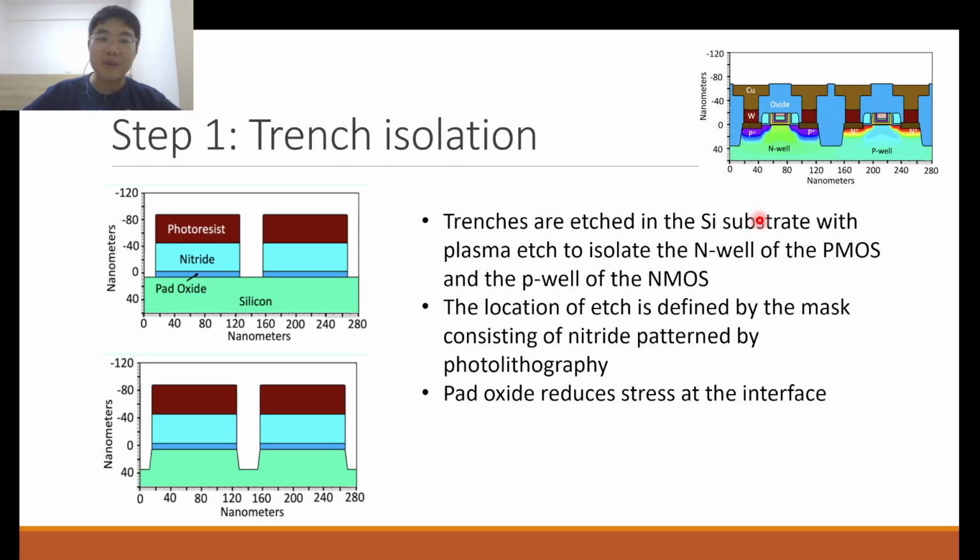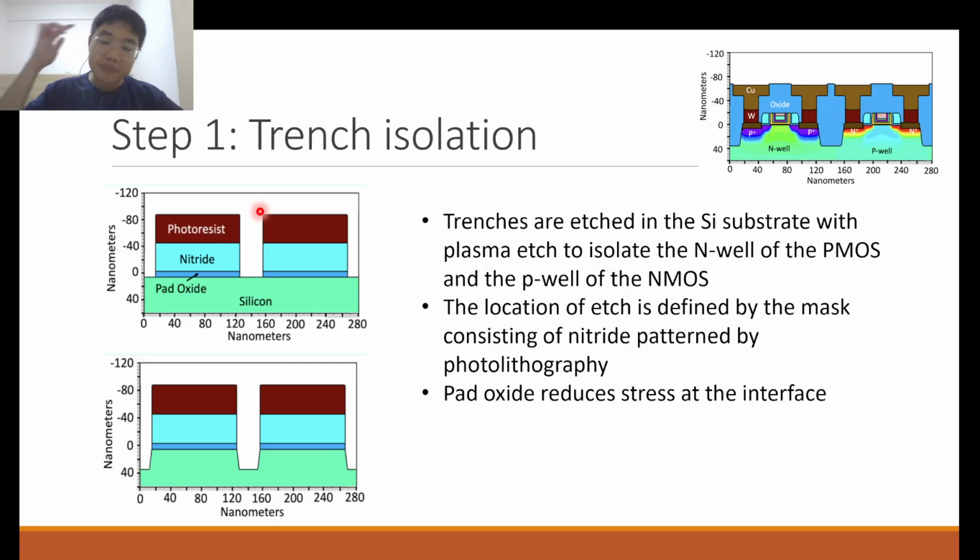Okay, so to do that, we first need to etch a trench in the bulk material. However, we need to define where we want to etch. Etch is just material removal, right? We want to define where we want to etch and where we want to preserve the material. So the location of the etch is defined by a mask, consisting of basically nitride and in this case a photoresist on top, and the pattern is created by a process called photolithography.